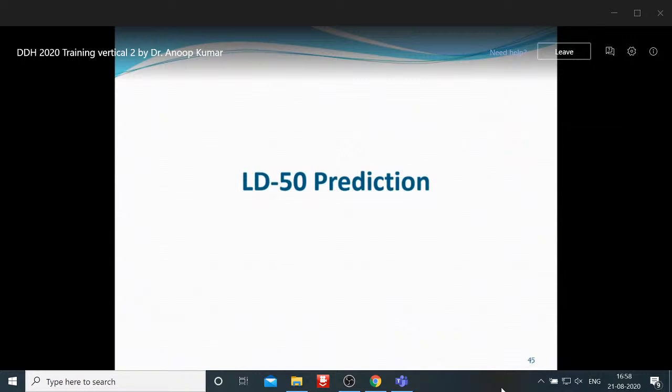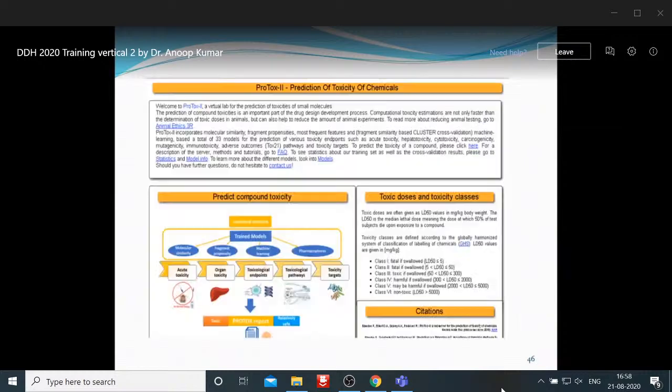But now regulatory authorities are regularly asking to reduce the use of animals. So in that case, these web servers will help to predict these LD50 values of the molecules. A well-known web server is ProTox. Just read about it; it's also freely available. You will get to know the LD50 values of the molecules. Again, you have to draw the structures of the molecules and submit them.